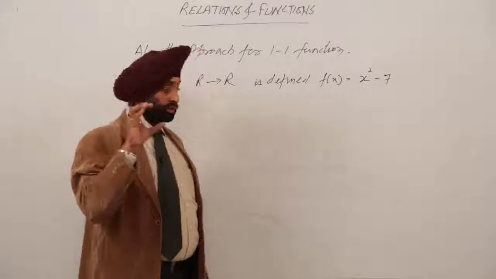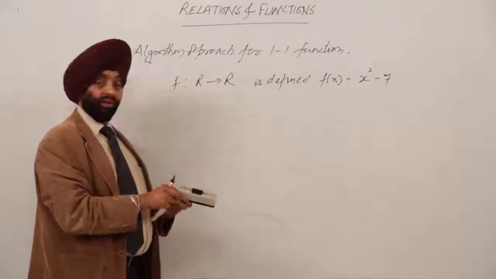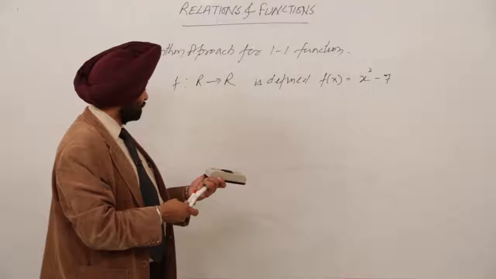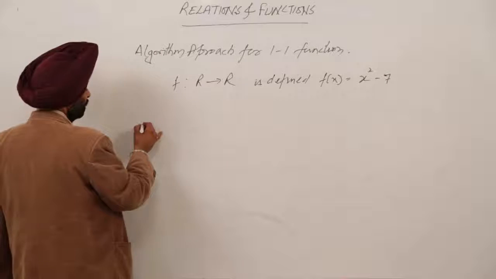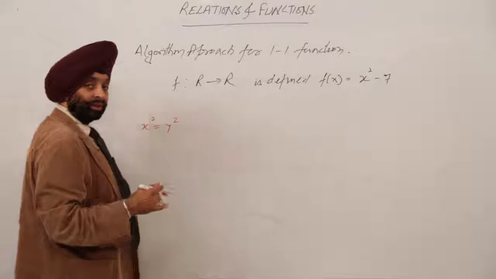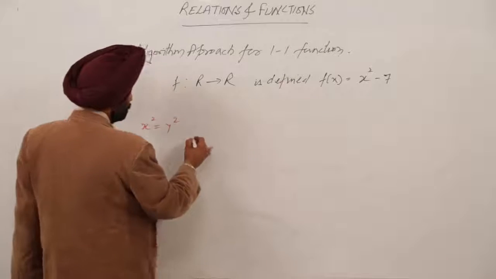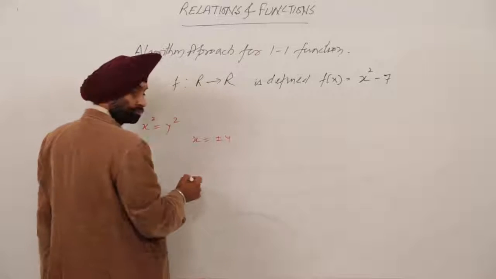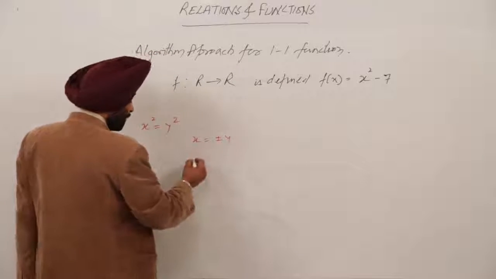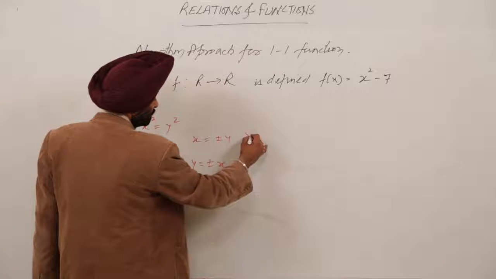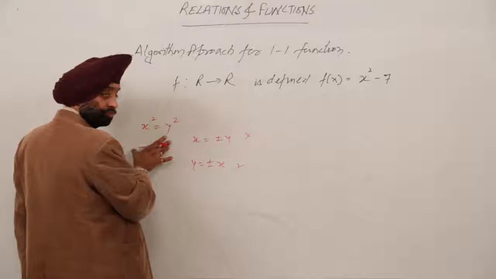Now one more thing I want to tell you: whenever we are dealing with the square part, don't be confused. Suppose we have x square equal to y square. Then what do we write? Don't write x is equal to plus minus y, and the result should be y is equal to plus minus x. This is the wrong way, and this is the right way for this basic part.